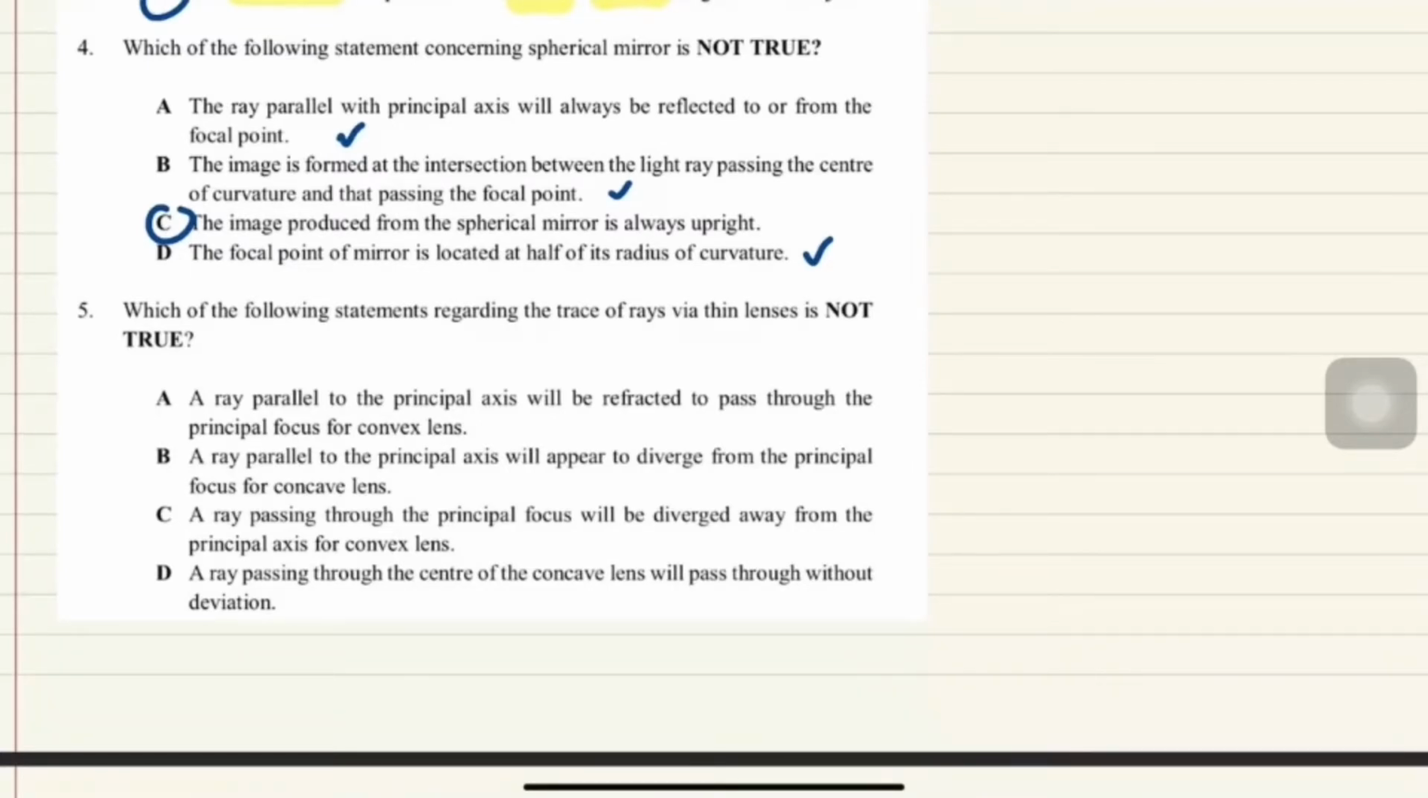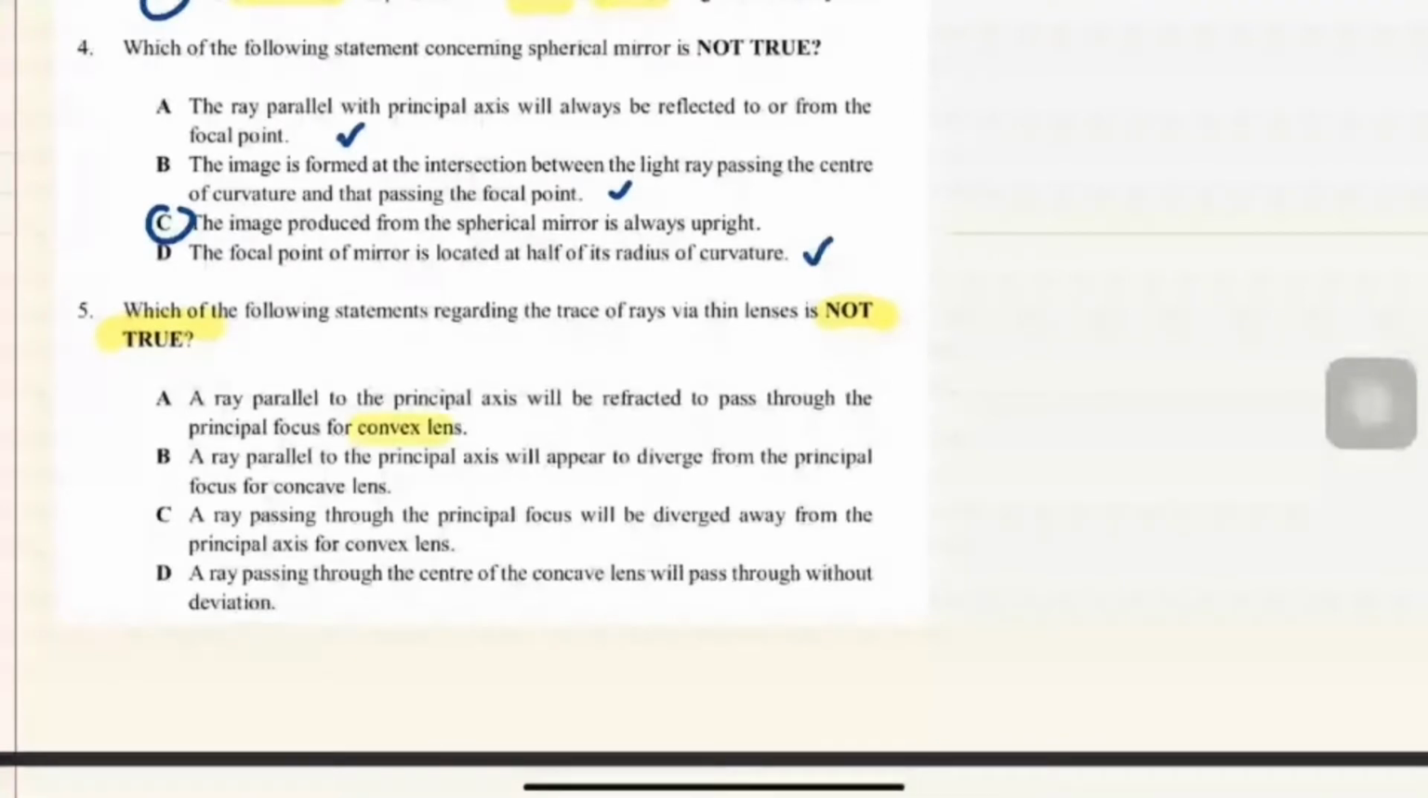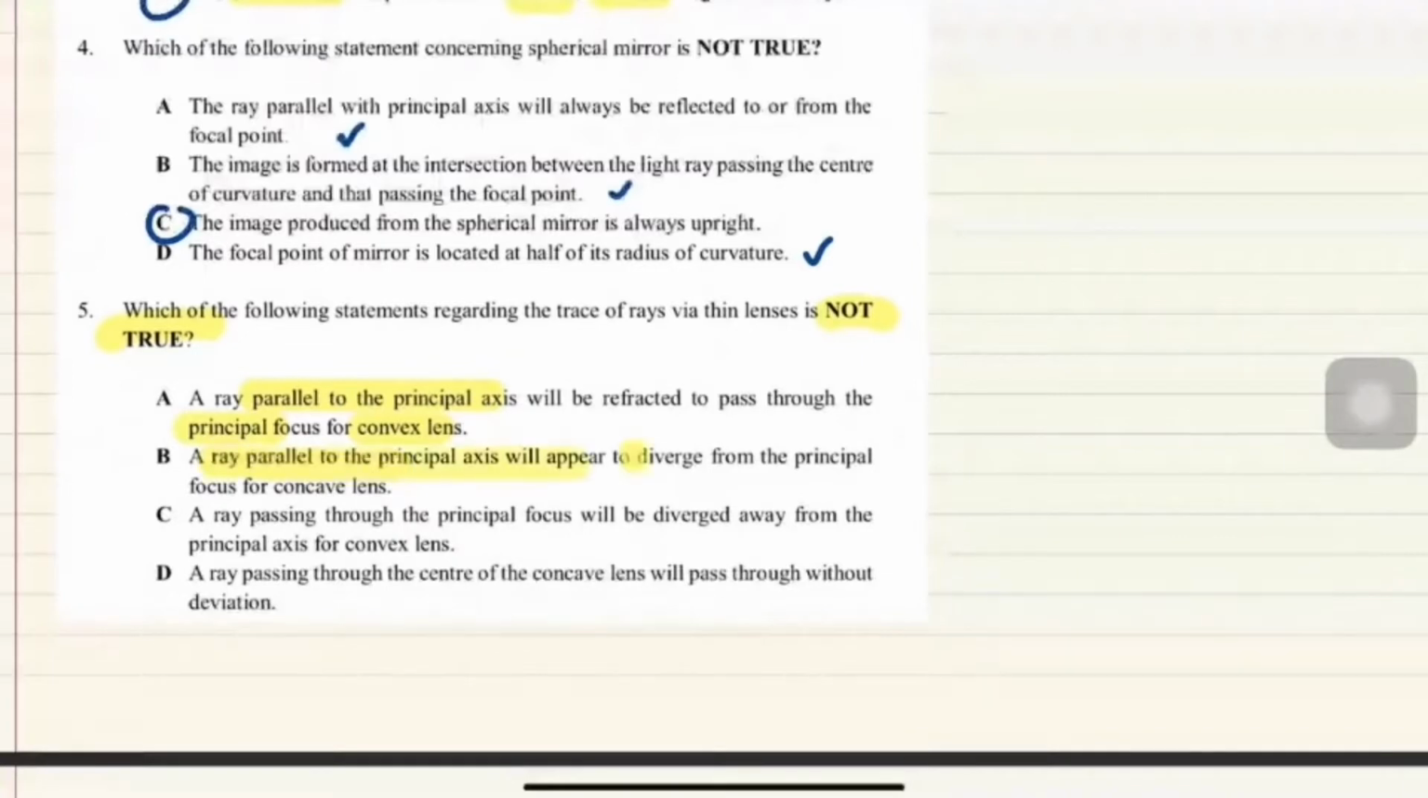Okay, apa jawapan dia? Mana satu yang salah? A kata ray parallel to the principal axis, refracted, passes through the principal focus for convex lens. Jadi kalau convex lens, initially the parallel ray to the principal axis, refracted, and then passes through the principal focus. Macam betul lah. The ray parallel to the principal axis will appear to diverge for concave lens. Concave lens diverge. Macam betul juga.